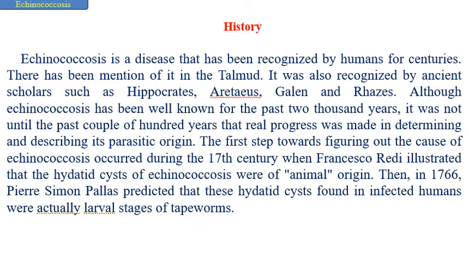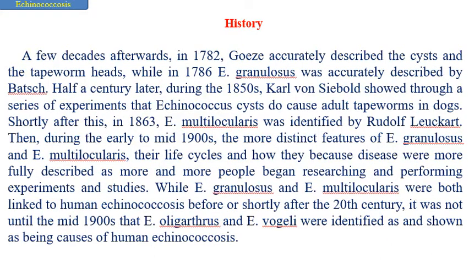Then, in 1766, Pierre Simon Pallas predicted that these hydatids found in infected humans were actually larval stages of tapeworms. A few decades afterwards, in 1782, Goeze accurately described cysts and tapeworm heads, while in 1786, Echinococcus granulosus was accurately described by Batsch. Half a century later, during the 1850s, Karl von Siebold showed through a series of experiments that Echinococcus cysts do cause adult tapeworms in dogs. Shortly after this, in 1863, Echinococcus multilocularis was identified by Rudolf Leuckart.